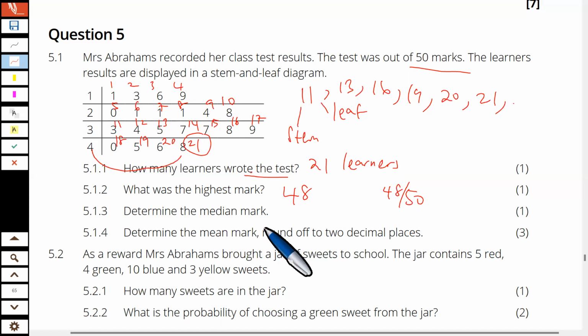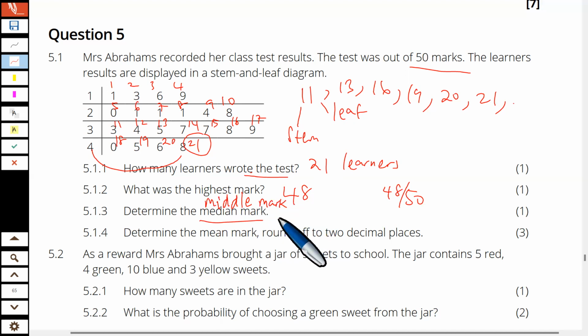Determine the median mark. I'm giving you 1 minute to find the median mark. So now we're interested in finding the median mark. What is the median mark? Have you ever heard of the median? Right. Median means middle. The center mark. So we're looking for the middle mark.